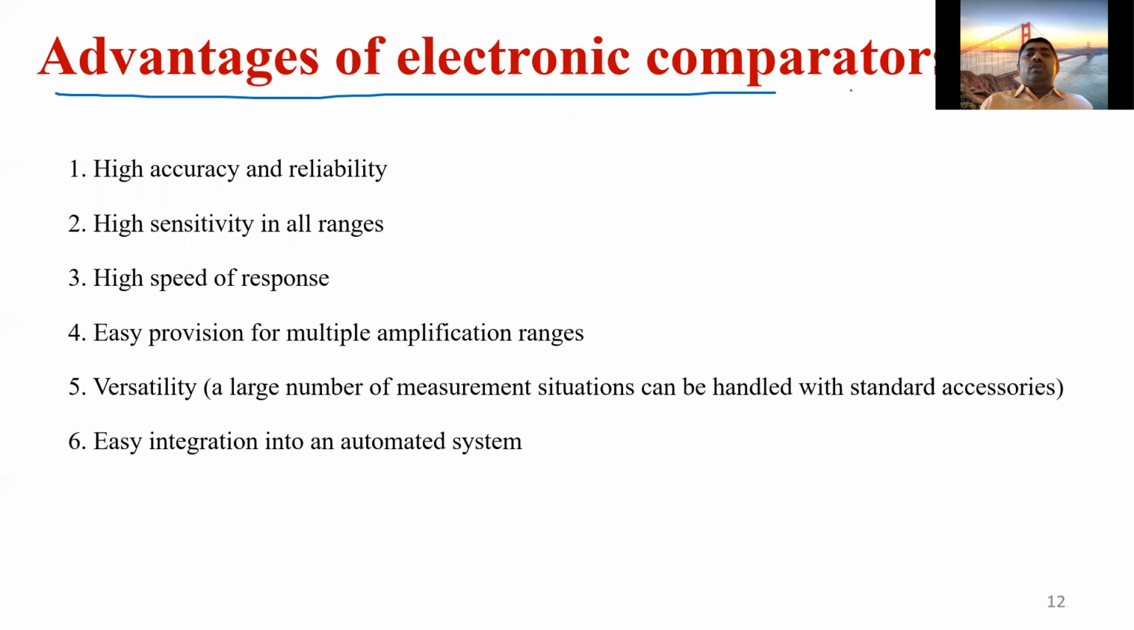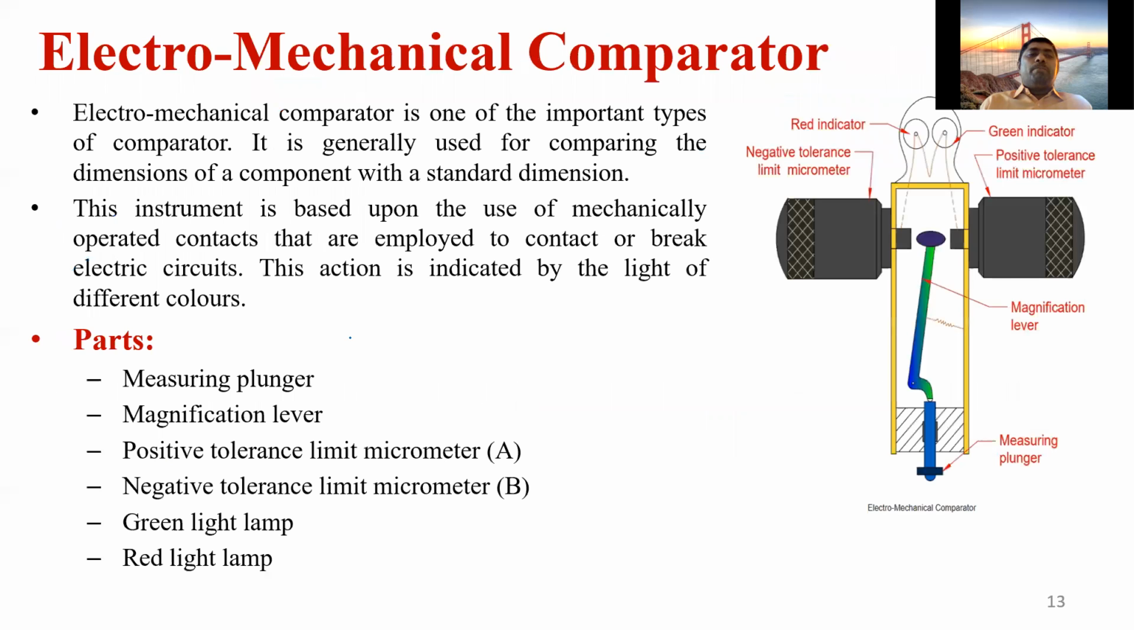Coming to the advantages of electronic comparators: one is high accuracy and more reliability. Sensitivity is also high in all ranges. High speed of response, or quick response. Easy provision for multiple amplification ranges, and it is more versatile. A large number of measurement situations can be handled with standard accessories. Easy integration into an automated system.